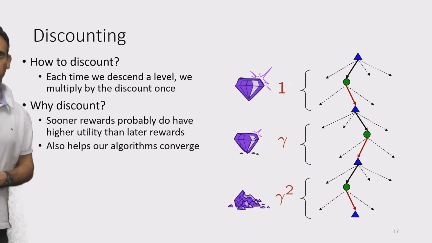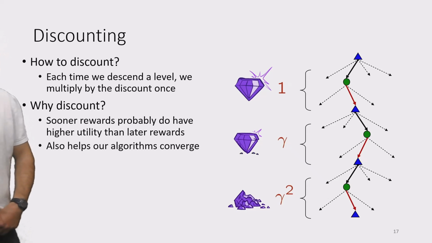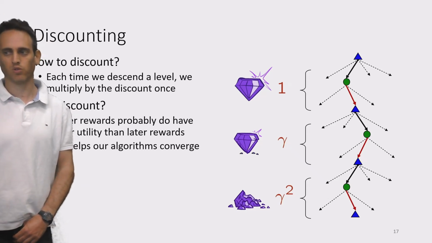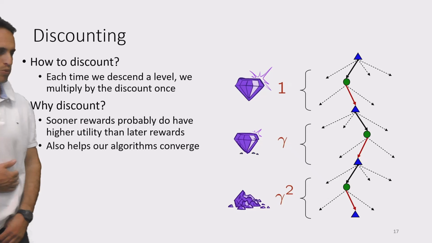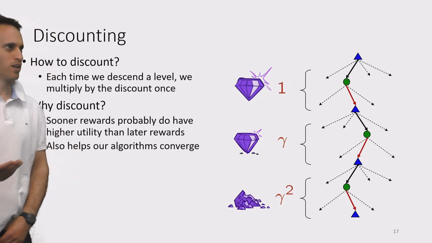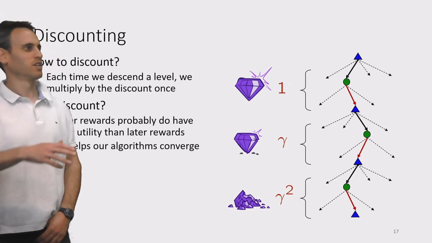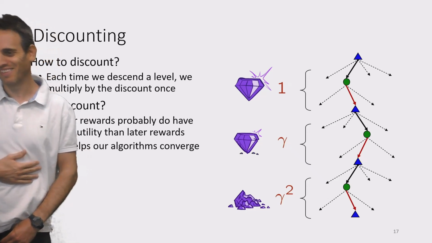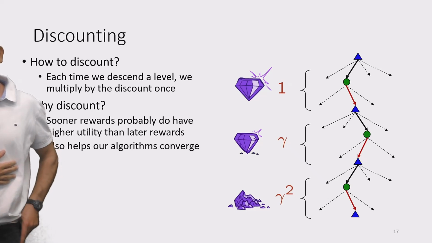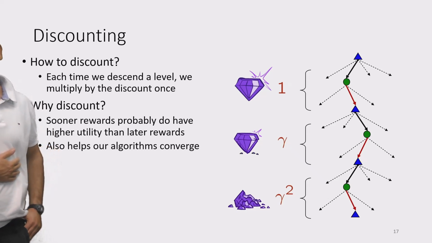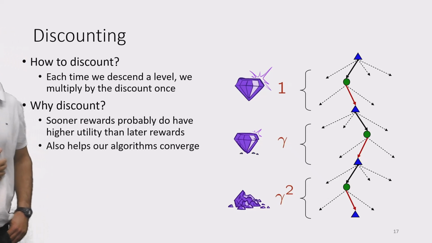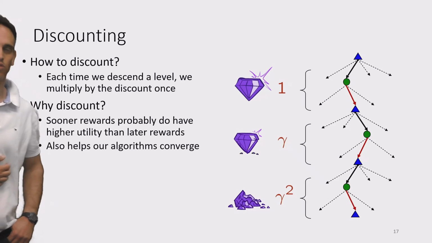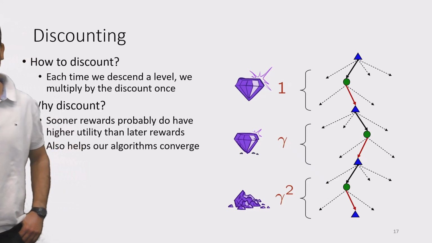Why do we discount the rewards? This is because usually sooner rewards probably do have higher utility than later rewards. Most people would prefer to have $10 now than $100 a year from now. I don't know if most people, but some people. Okay. And more than that, it also helps our algorithms converge. So including the discount factor provides us a lot of nice theoretical guarantees regarding convergence of different reinforcement learning algorithms.